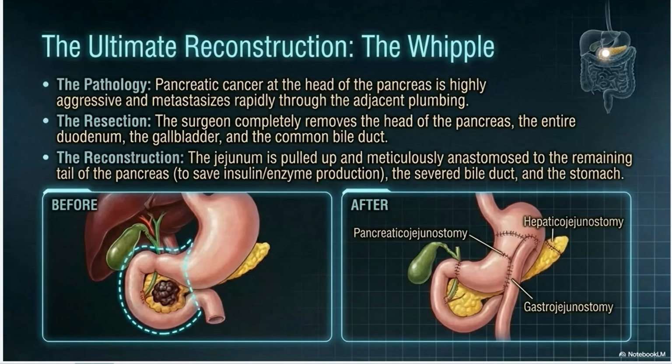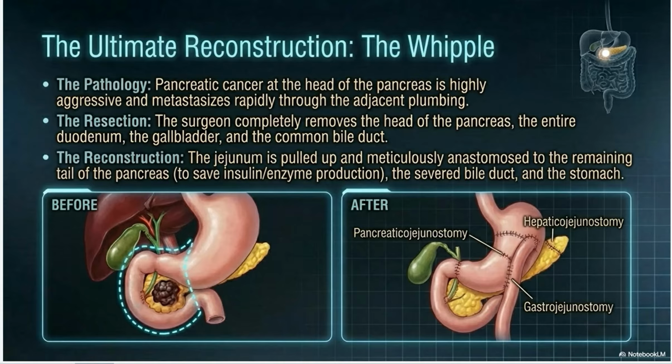The ultimate reconstruction, the Whipple. This slide illustrates one of the most complex procedures performed in abdominal surgery, known as the Whipple procedure or pancreatic duodenectomy. This operation is most commonly performed to treat cancers located in the head of the pancreas.